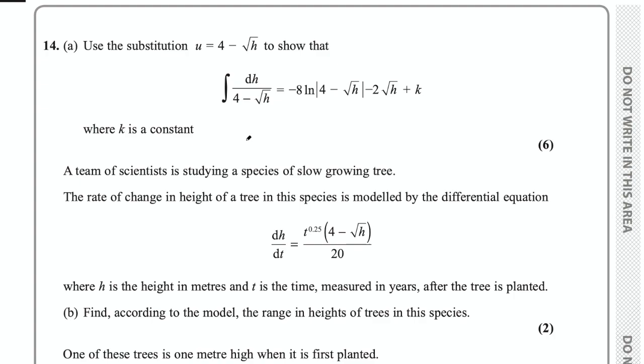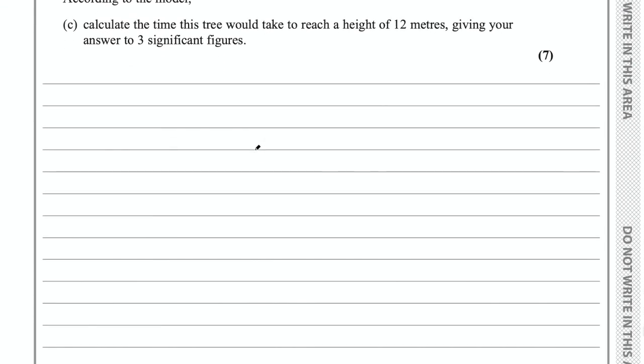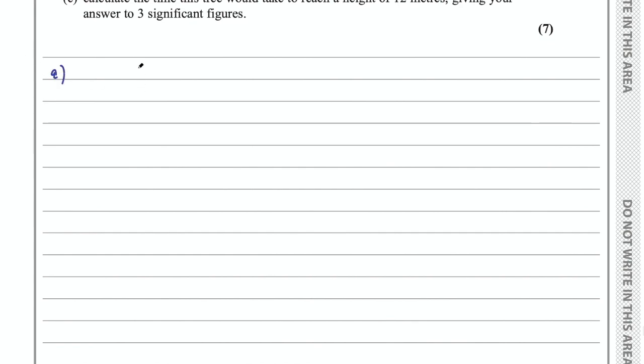Right, so, well, they tell us an approach to use by using a u substitution. So we're going to substitute u in for this denominator here, 4 take root h. We're also going to have to integrate this with respect to u, so we're going to have to find a different expression for dh as well. So let's get started then. We have the integral of dh on 4 take root h for part A.